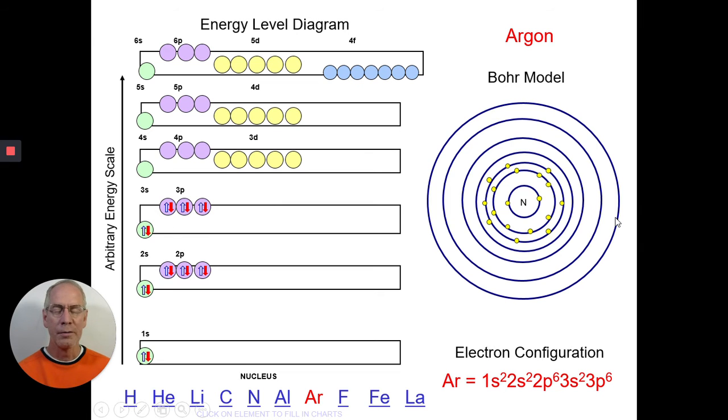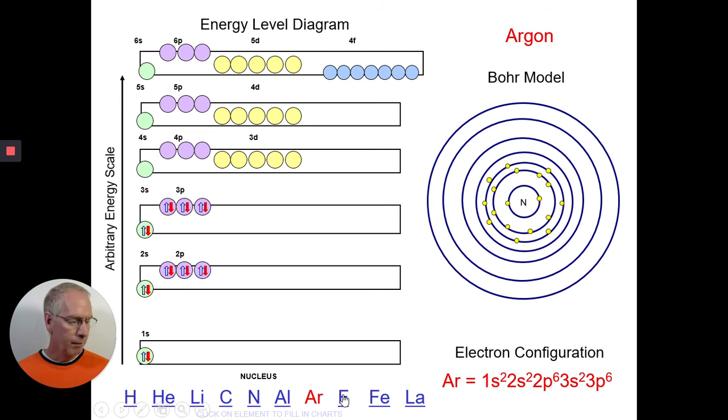Atoms want to have a full, what's called a stable octet, or 8 electrons in their outermost shell. And it turns out that only S and P are in the outer shell. D's and F's are never in the outer shell. So if you can see that it ends with 8 electrons in the outer shell, that's a very stable atom, and it won't react very much at all.